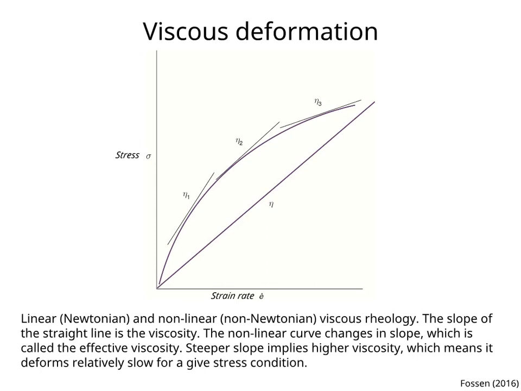Here, we need to look at stress as function of strain rate. If the relationship between stress and strain rate is linear, we call the rock material Newtonian. If it is not, the material is non-Newtonian. The slope of the stress-strain rate curve is the viscosity. A Newtonian material has constant viscosity. A non-Newtonian material has variable viscosity as function of strain rate. For these materials, the local slope in the stress-strain rate curve is called the effective viscosity.